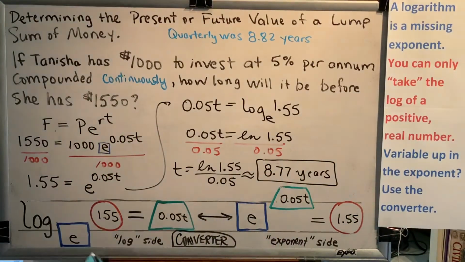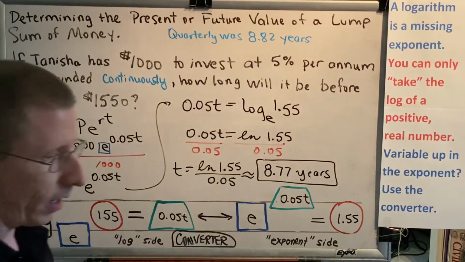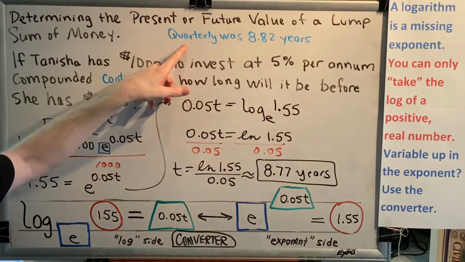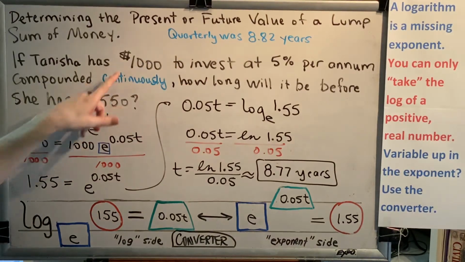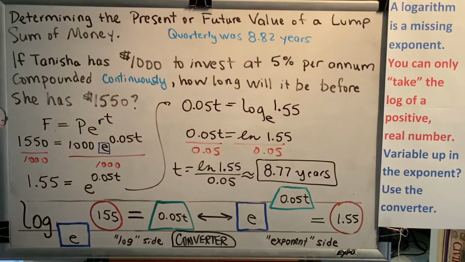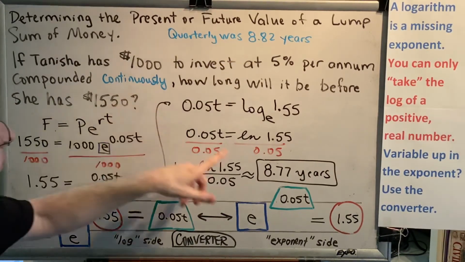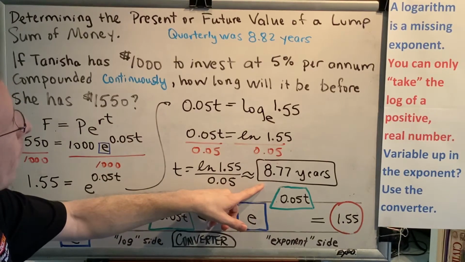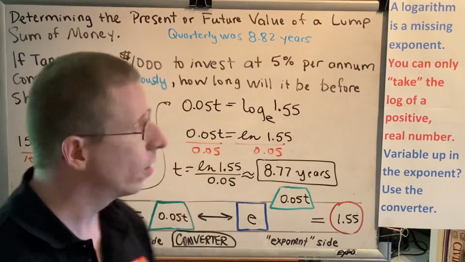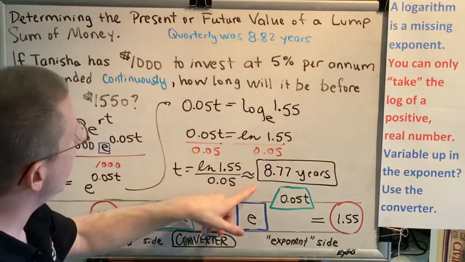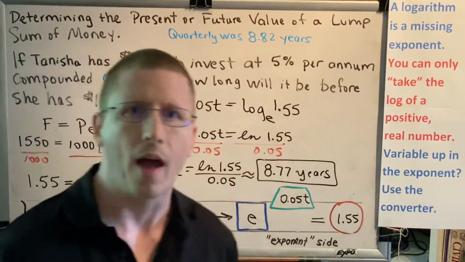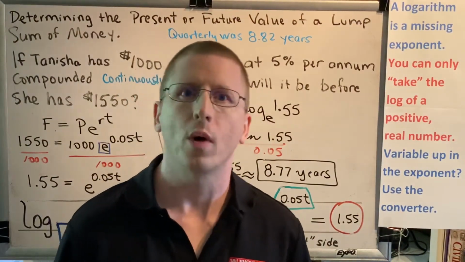This is the end of this problem, but it allows us to now make a comparison. Notice that when the account was compounded quarterly, the amount of time that it took for Tanisha to turn $1,000 into $1,550 was 8.82 years. When we changed it to continuously, the time went down, but not by very much, 8.77 years. Let's just do a quick mental math here. 8.82 minus 8.77. What's the difference? Subtracting that, that's 0.05, which is the fraction 1/20th.